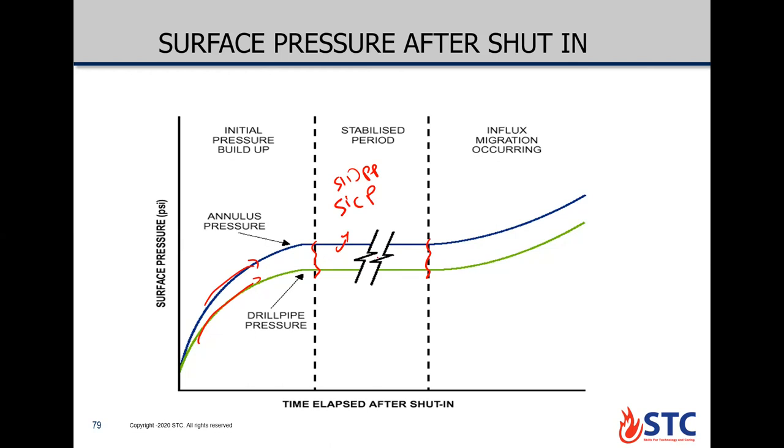If you didn't take any action during this period, you're gonna find a jump in both pressures by the same rate, okay? This will be due to gas migration or influx migration. So you find shut in drill pipe pressure increased and casing pressure increased, okay?